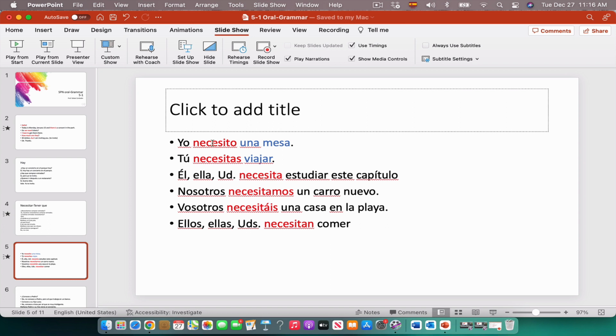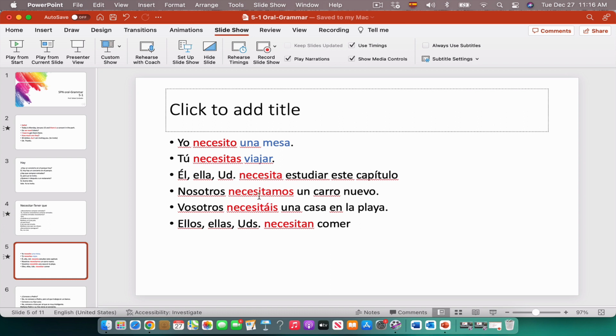So you see the way we conjugate the verb necesitar is similar to any regular verb. So you just drop the ending and then you add the endings for this particular verb, which is necesitar. So you have yo necesito, tú necesitas, you need to travel, él, ella o usted, these three conjugate with the same form, he, she, and you, necesita estudiar este capítulo, you need to study this chapter.